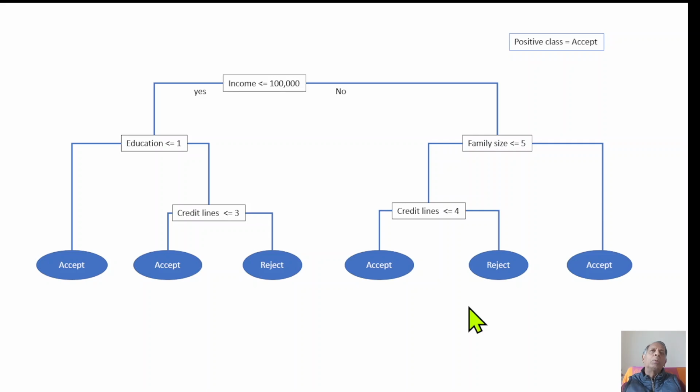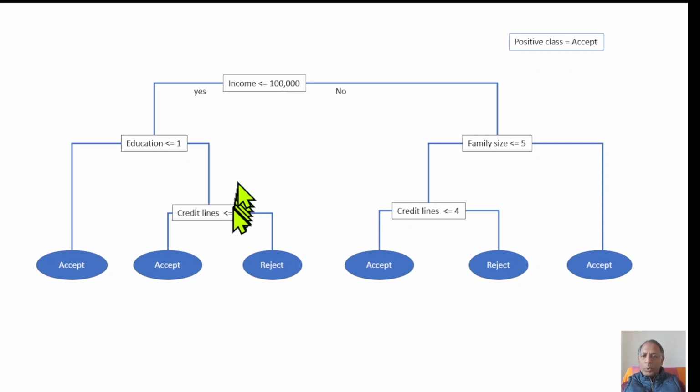Now let's say along comes a new person who's an applicant, for whom we are going to use the tree to make a decision on whether to give them the loan or not. Okay, so we've got all their demographic information. So first what we are going to do is we're going to say, okay, is this person's income less than or equal to 100,000? Of course, the answer is yes or no. Let's say the answer is yes. So then it goes on this side. And then we ask the next question, is their education level less than or equal to 1? Okay, and let's say the answer is no. So because the answer is no, we come on this side.